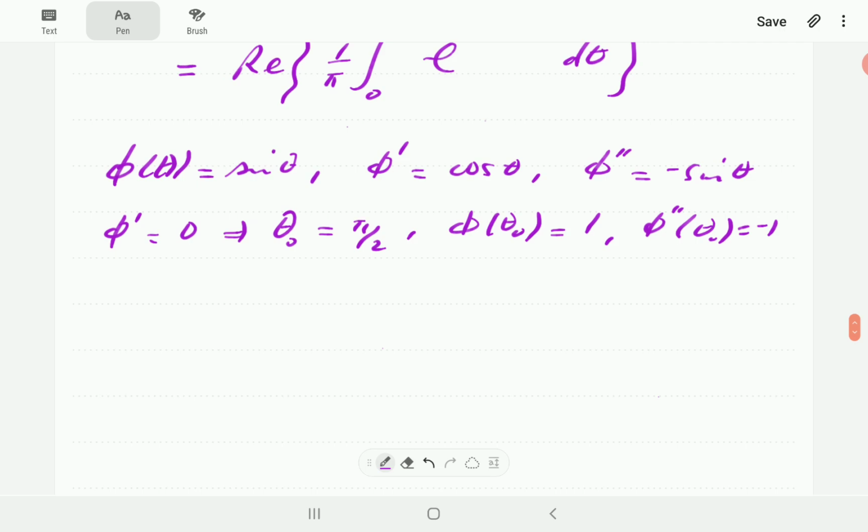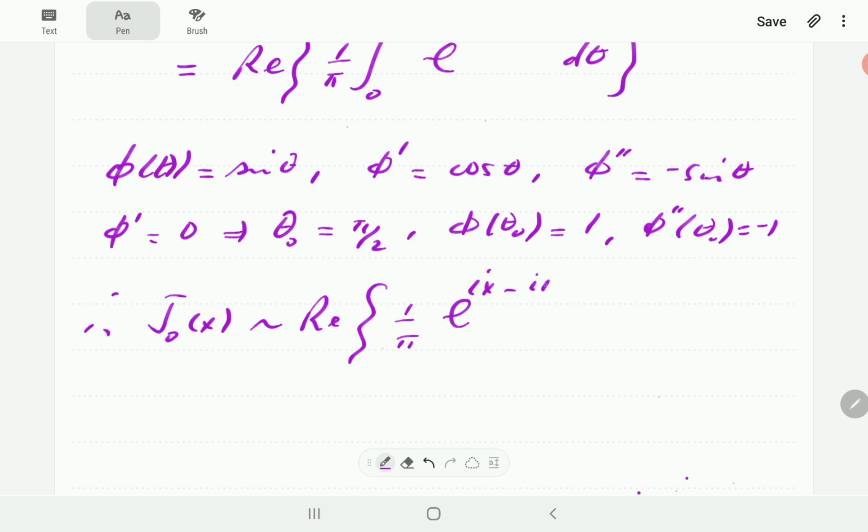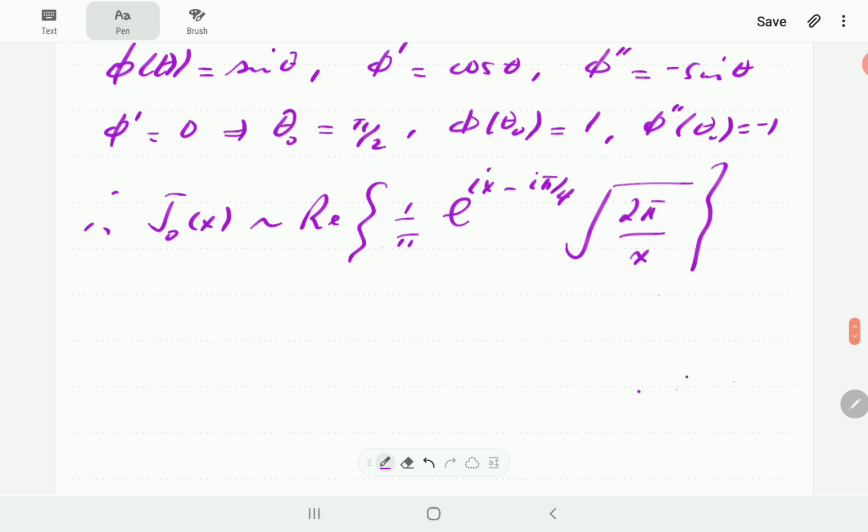So what this thing is telling us is that J naught as x approaches infinity is going to behave like the real part of 1 over pi e to the ix minus i pi on 4, and then we are going to have 2 pi over x times the absolute value of this, which is just 1, and then of course this is just going to be the square root of 2 pi over x times cosine x minus pi over 4.